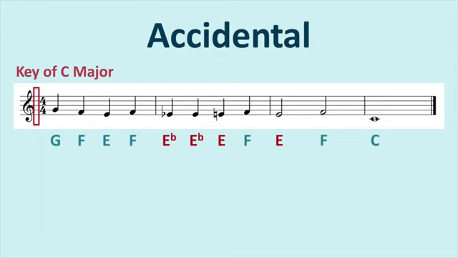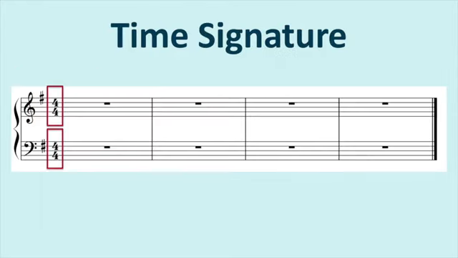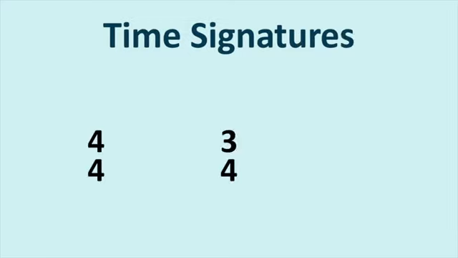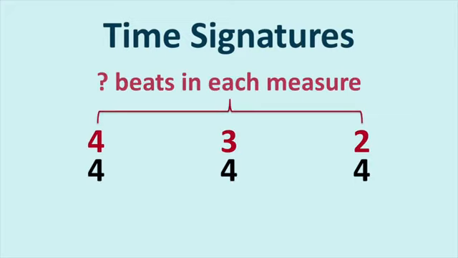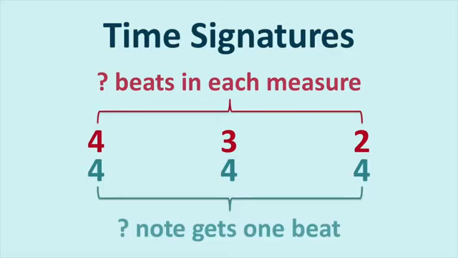Apart from the key signature, a time signature is also written at the beginning of a piece of music, right after the key signature. The common time signatures are 4/4, 3/4, and 2/4. The top number in the time signature shows how many beats there are in a measure, and the bottom number tells us what kind of notes gets one beat.